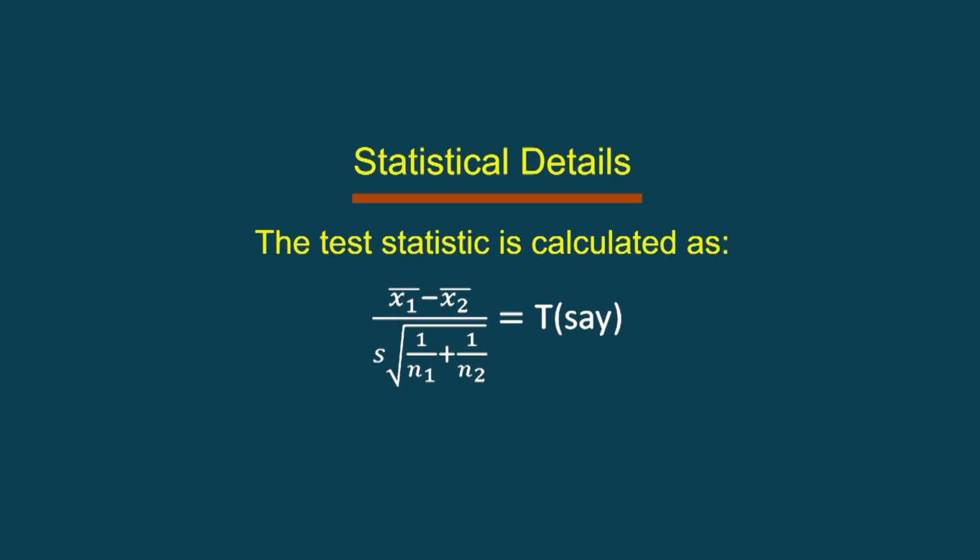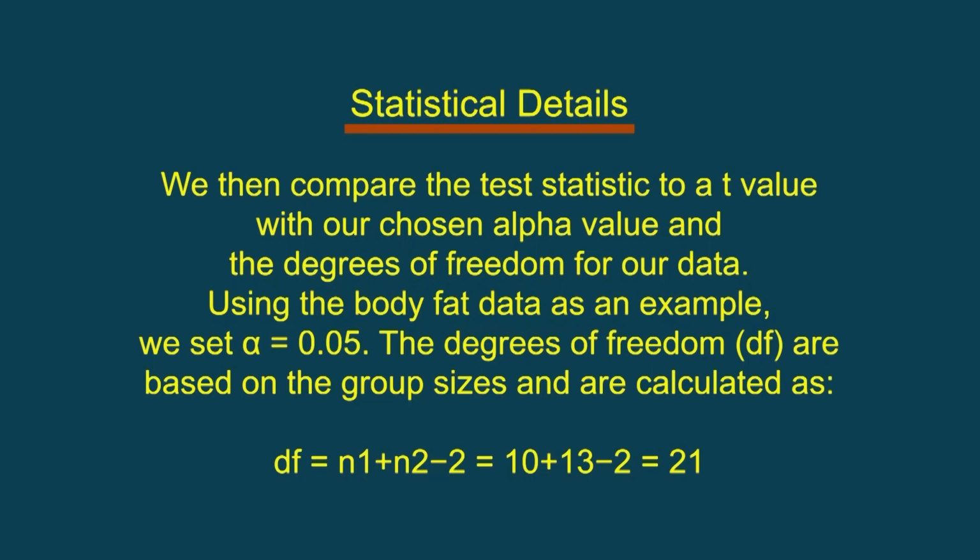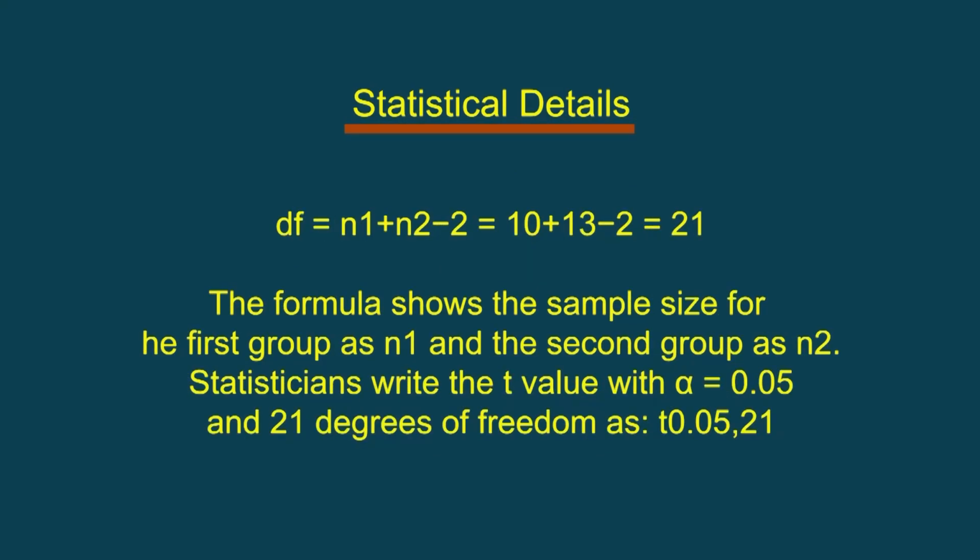in the numerator, and in the denominator is the pooled standard deviation into square root of 1 by n1 plus 1 by n2. We then compare the test statistic, or t-value, with our chosen alpha value and the degrees of freedom for the data. Using the body fat data as our example, we set alpha equal to 0.05. The degrees of freedom on the basis of the sample sizes is 21. The formula shows the sample size for the first group as n1 and the second group as n2. Statisticians write the t-value with alpha equal to 0.05 and 21 degrees of freedom as t 0.05, 21. This is the standard notation.